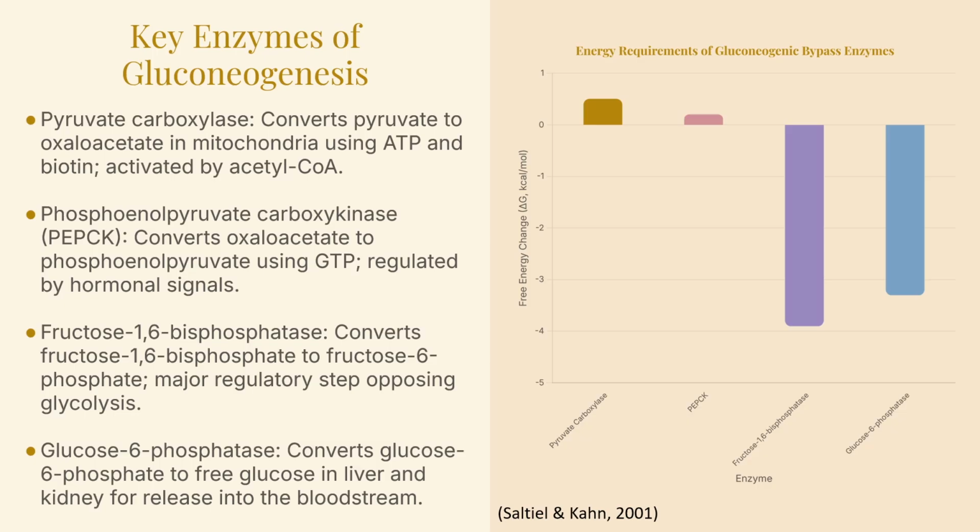Finally, glucose 6 phosphatase catalyzes the last step of gluconeogenesis. This enzyme is located in the endoplasmic reticulum of the liver and kidney cells. It converts glucose 6 phosphate into free glucose, which can be released into the bloodstream. This step is essential for maintaining blood glucose levels during fasting because it allows newly synthesized glucose to be distributed to other tissues throughout the body.